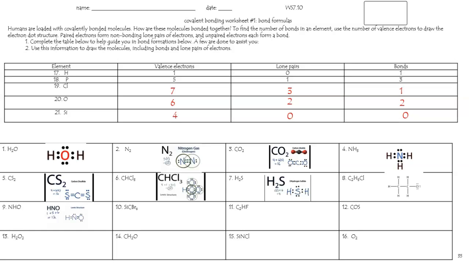SiCBr6. Well, we're going to treat silicon and carbon equally. They're in the same group, group 4. So stick them attached to each other and populate the rest with the bromines. Is it enough? It is.